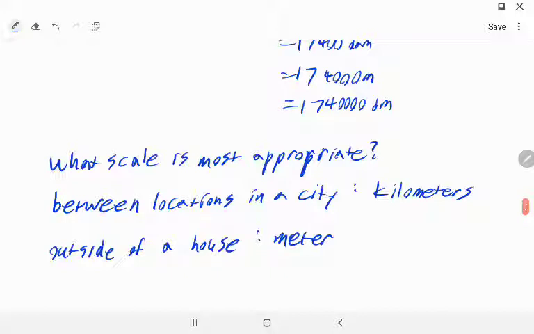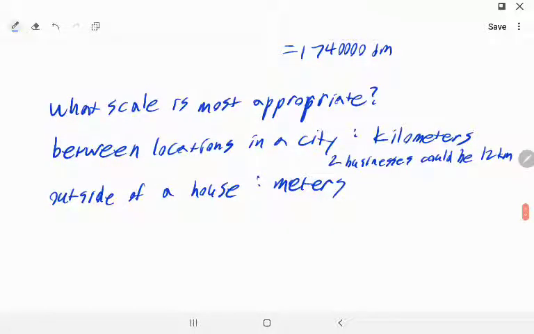So we notice that two places, so two businesses could be 12 kilometers apart. Outside of the house, we use meters. We notice that a lot could be 15 meters across by 30 meters long.